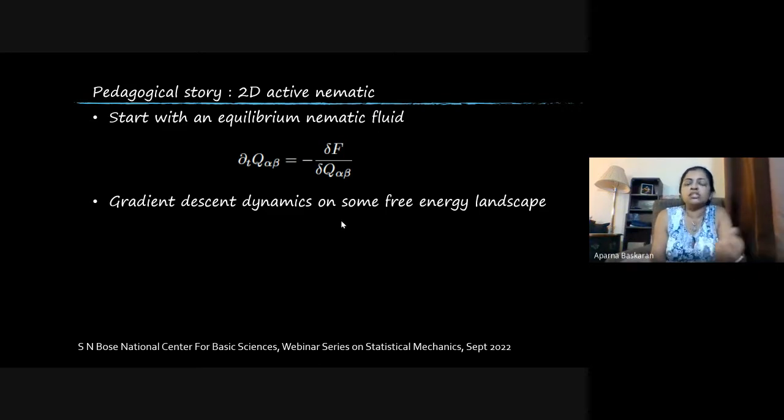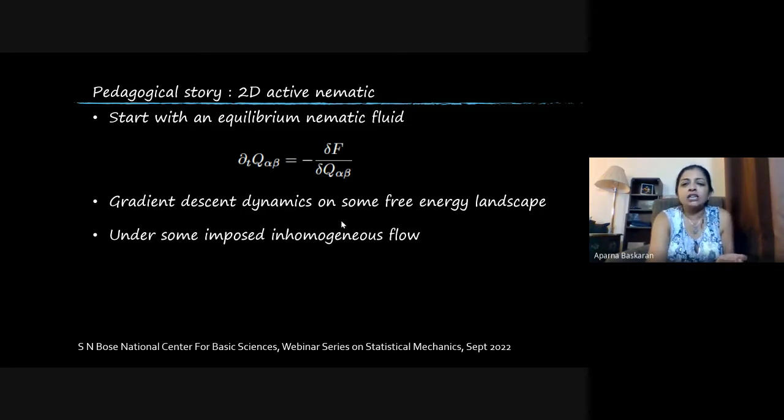All you will do is you'll say, okay, there is some free energy. The order wants to roll down the hill in that free energy. So I just write down gradient descent dynamics. I just say the time derivative of that order parameter just goes downhill in that free energy landscape. This is what us StatMech people would call model A dynamics. That's basically what you would write down if you had an equilibrium nematic fluid.